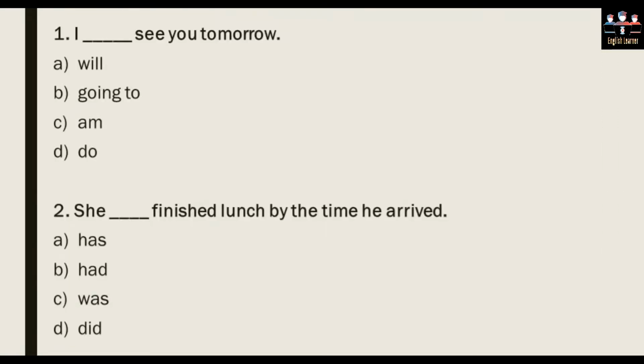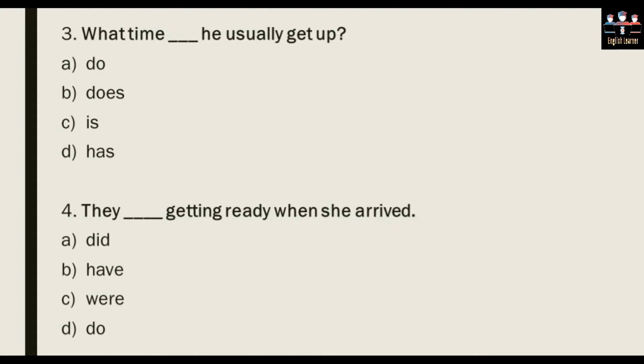Number 1. I dash see you tomorrow. A. Will. B. Going to. C. Am. D. Do. Number 2. She dash finished lunch by the time he arrived. A. Has. B. Had. C. Was. D. Did. Number 3. What time dash he usually get up? A. Do. B. Does. C. Is. D. Has.